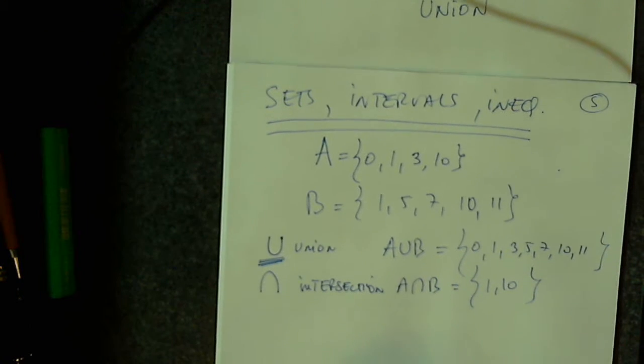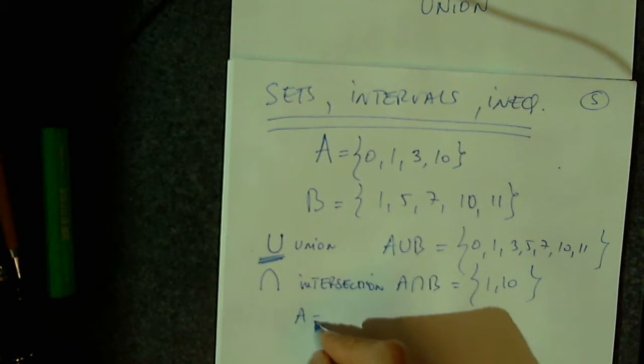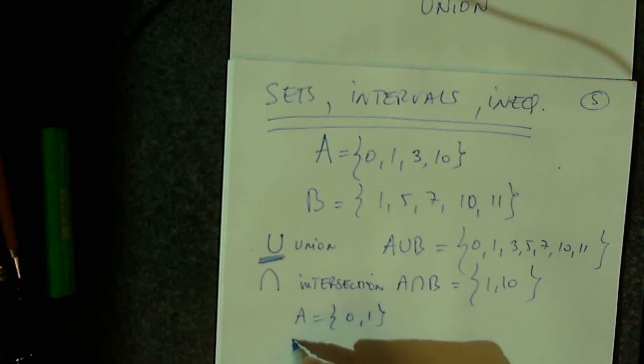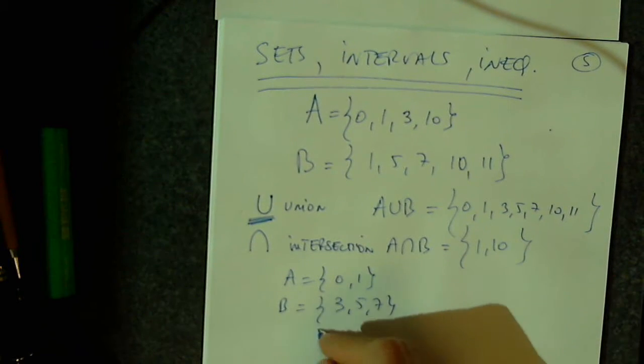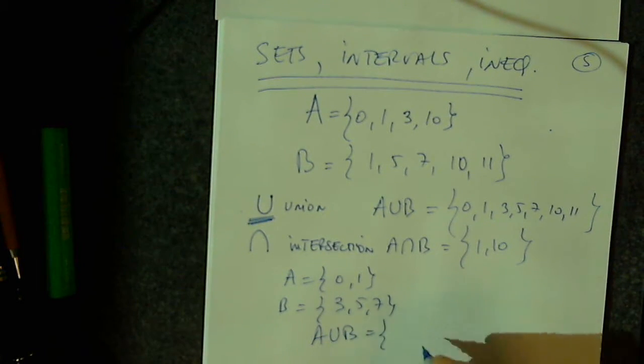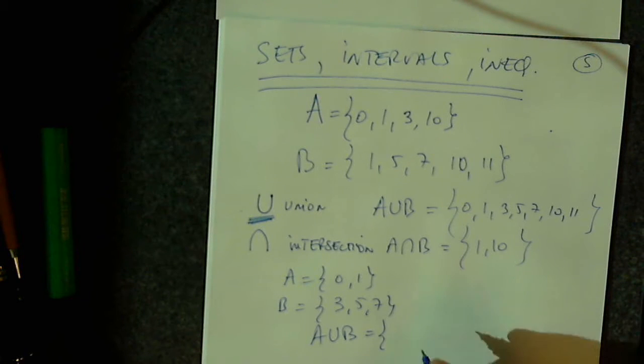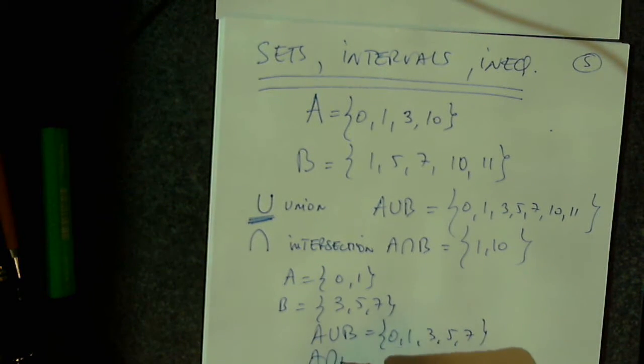Very good. Here's another example. Let's say I have A, which is 0 and 1, and I have B, which is 3, 5, and 7. Can anyone give us the union? 0, 1, 3, 5, 7. Can anyone give us the intersection?